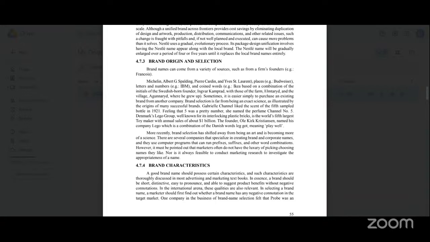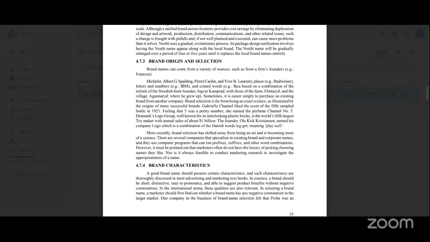So brand selection is not an exact science, whereas in many successful cases of well introduced and well launched brands like Gabrielle Chanel, for example, liked the scent of the fifth sample bottle in 1921. And feeling that 5 was a pretty number, she named the perfume Chanel number 5. As simple as that. And this has become one of the best selling products of the Chanel perfume range.